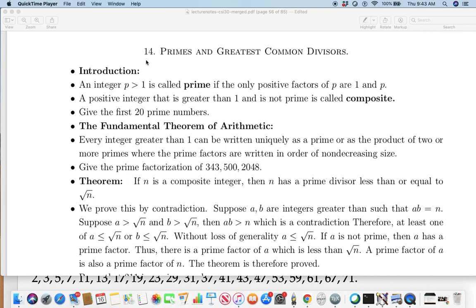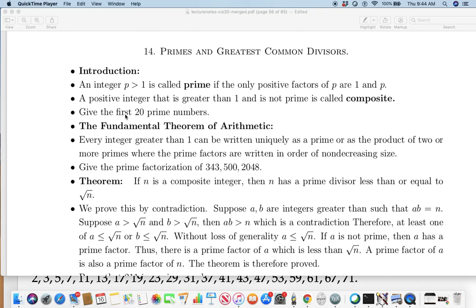Welcome back. Lesson 14, Primes and the Greatest Common Divisors. Introduction. An integer p greater than 1 is called prime if the only positive factors of p are 1 and p. A positive integer that is greater than 1 and is not prime is called composite.